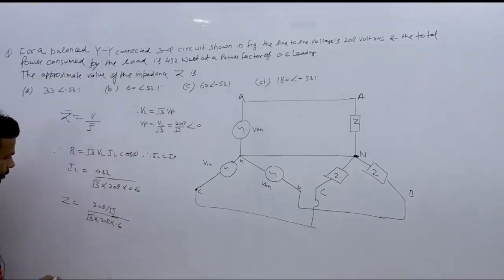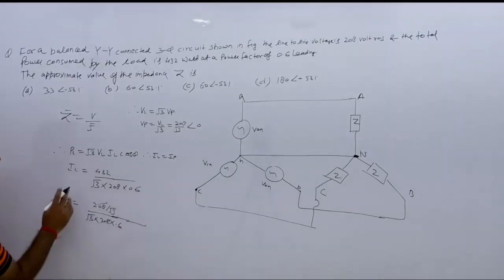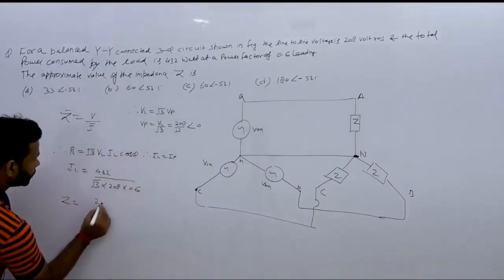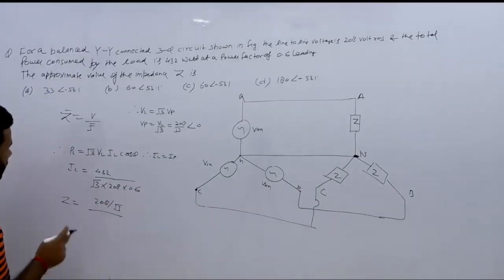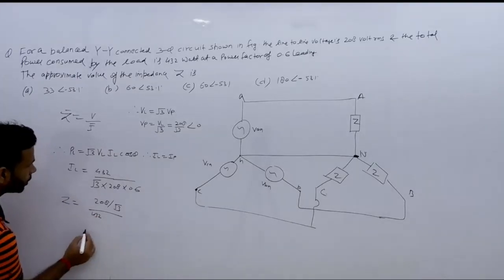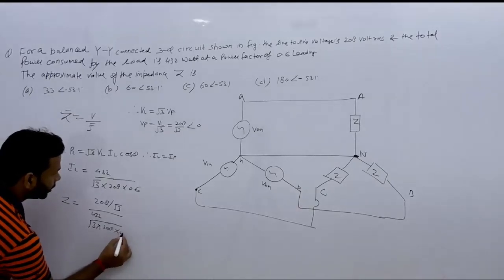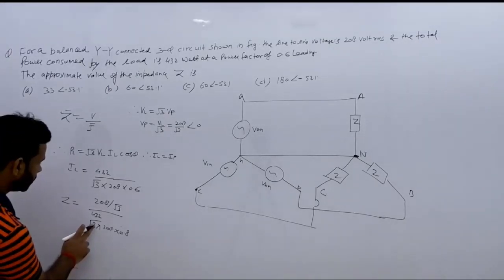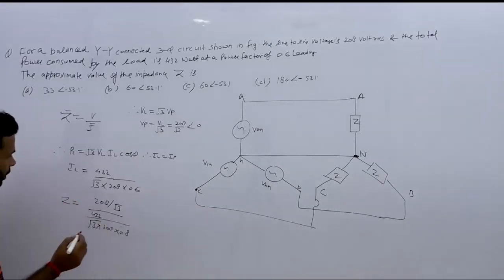Up to here it is fine. So 208 cancels out, and I think one is left. IL is what? Wait, this is wrong. First we put V, which is 208 upon root 3, then you have to put I, and I is 432 upon root 3 into 208 into 0.6. And it is root 3 divided by root 3, and 208 into 0.6. Now solve this.